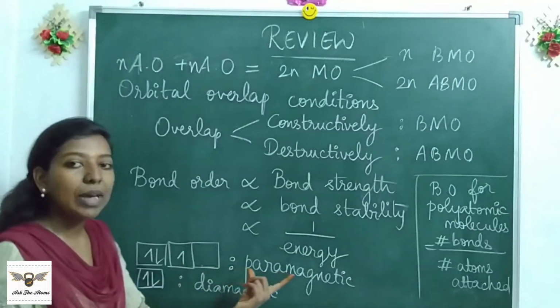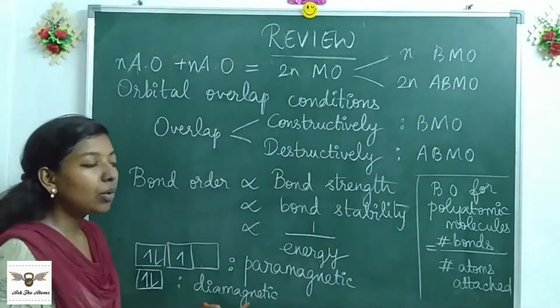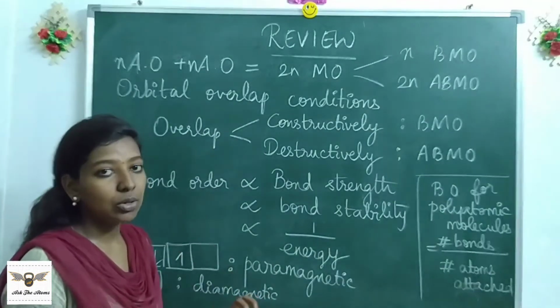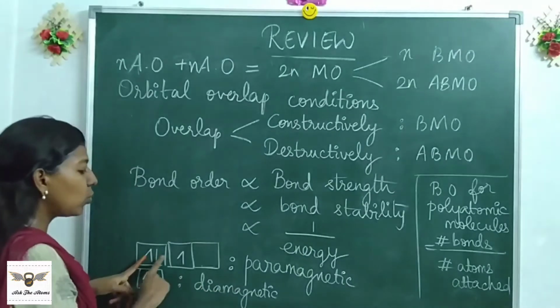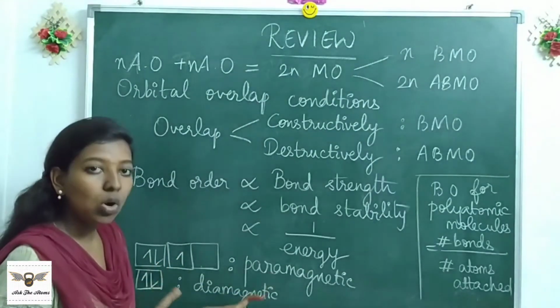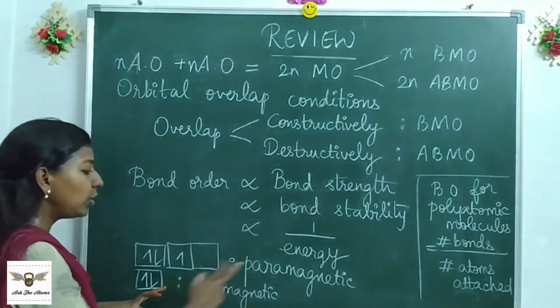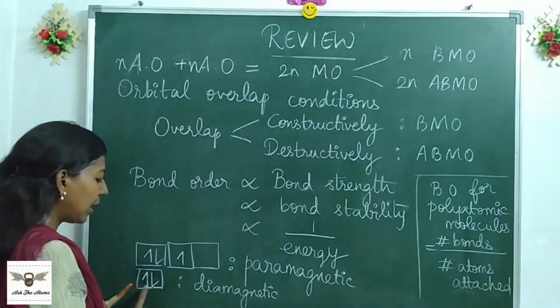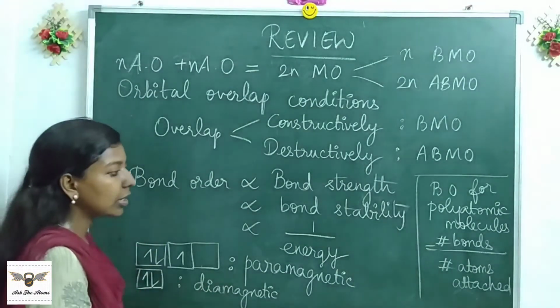Then we saw what is meant by paramagnetic and diamagnetic, and how to tell a molecule is paramagnetic or diamagnetic by looking at the molecular electronic configurations. When you see even one unpaired electron, you call the entire molecule paramagnetic, and you have a magnetic moment value for it. When you see paired electrons, you say it is diamagnetic.